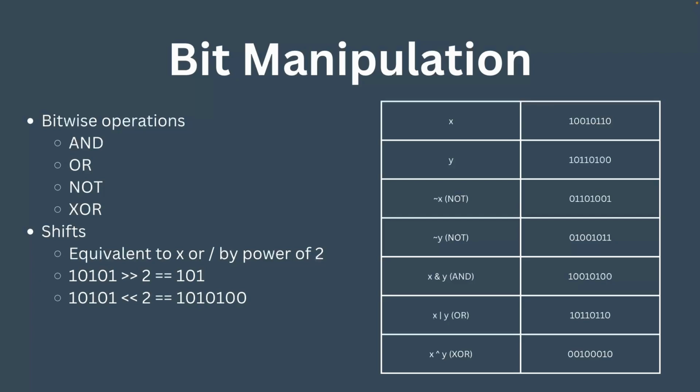And so in most languages, including C++, these are how they're represented. So NOT is usually with a tilde, AND is with a single ampersand, OR is with a single vertical pipe operator, and XOR is with the caret, your exponent-looking operator. So that's how it is in C++ and most other languages, I believe.